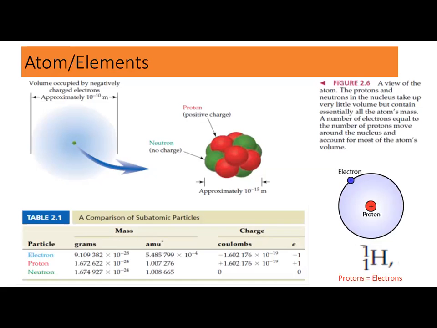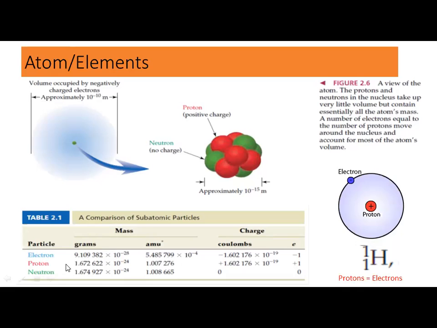So here is the relationship between all these three subatomic particles. The first one is the electron. The first difference is the weight, and this is the mass in grams of the electron. This is 9.109 x 10^-28 gram. This is a very small weight for the electron.